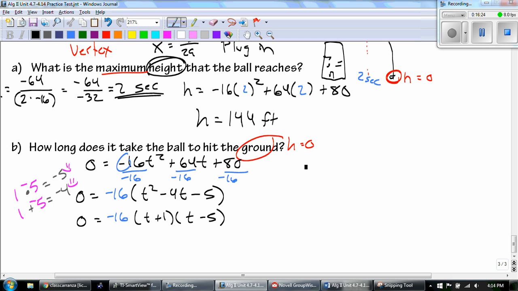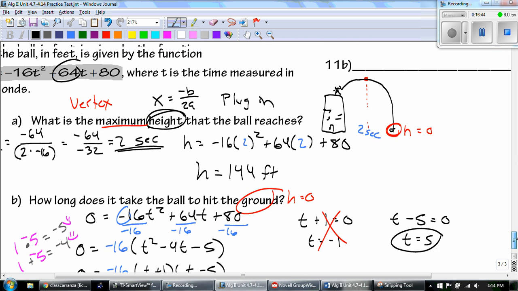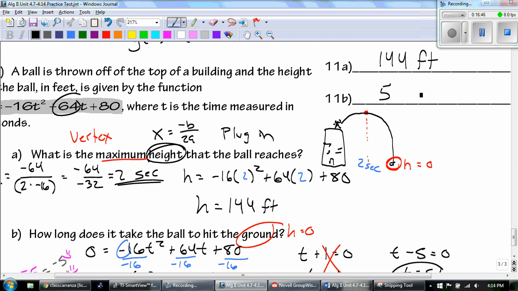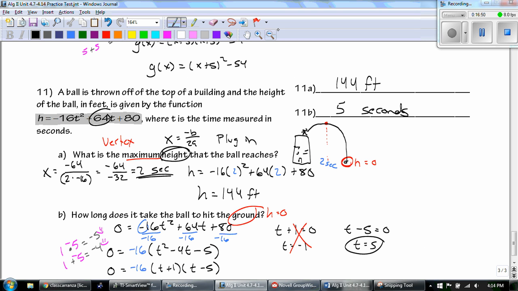Since I'm running out of room, I'm just going to move this up to here. Everything with a variable, I need to set equal to 0. I would subtract the 1 and add the 5. Time can't be negative, so my answer is the 5, and that's going to be 5 seconds. Okay?